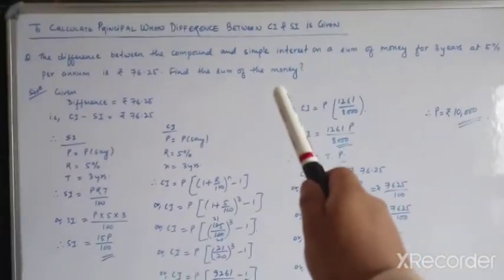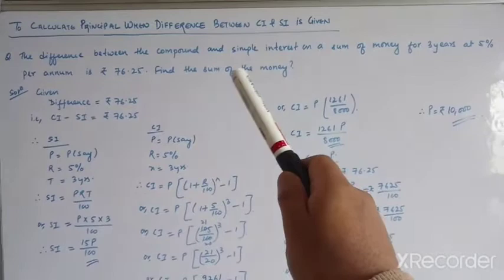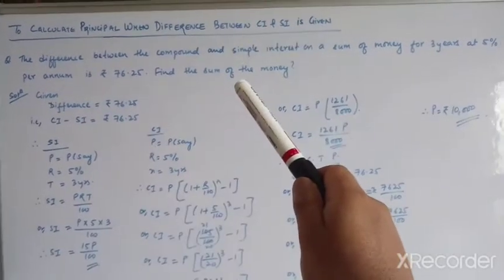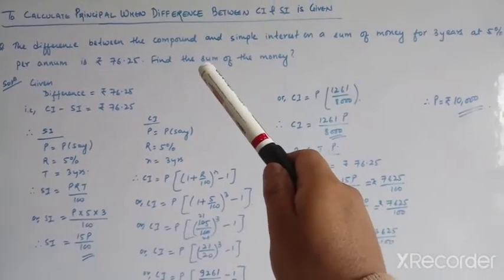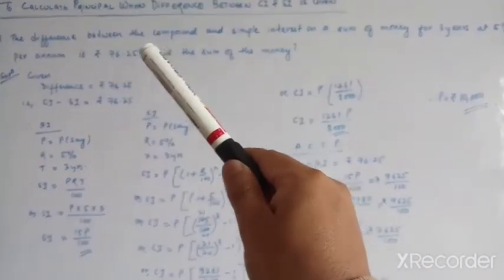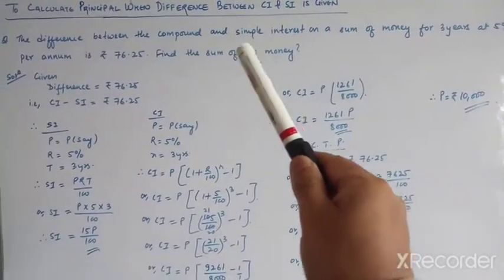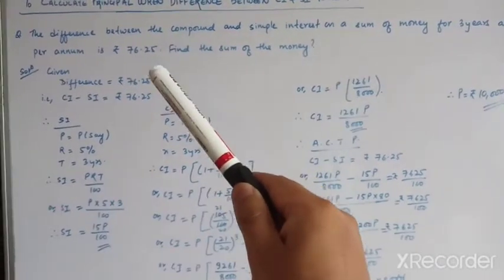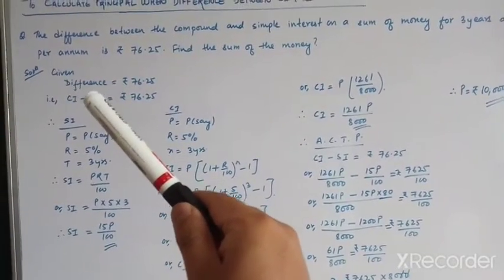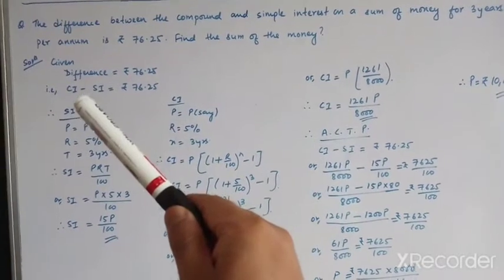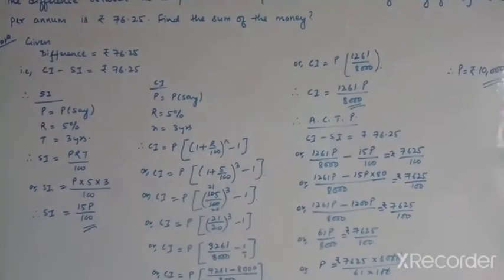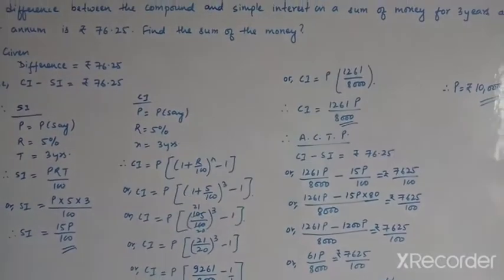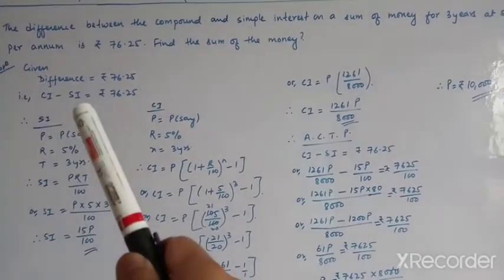Now here the principal is not mentioned. Now we have to calculate this principal. And here what we observe in this question is the difference between the compound interest and simple interest is given as 76.25. So given is difference, and difference means compound interest minus simple interest, which is equal to 76.25. Now let us first calculate compound interest and simple interest.